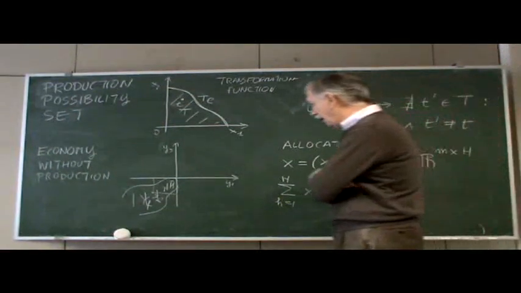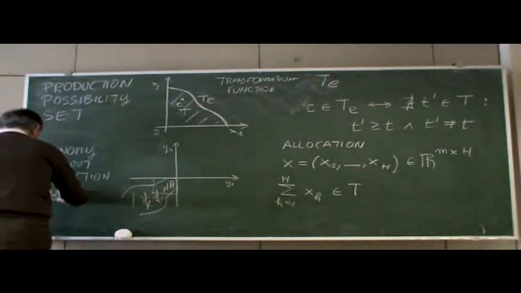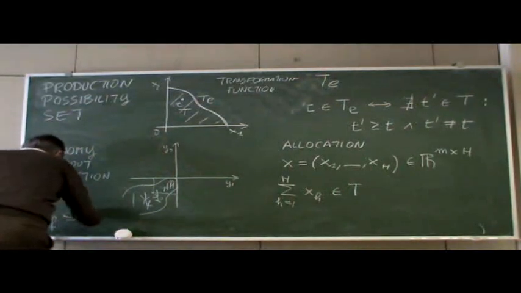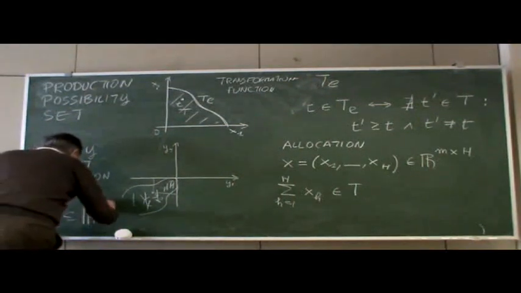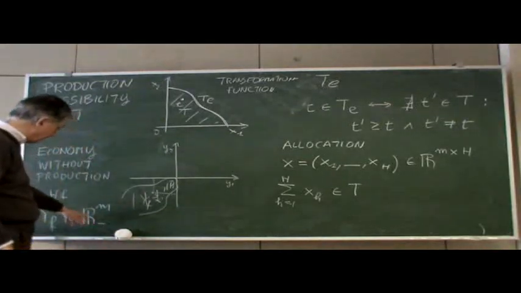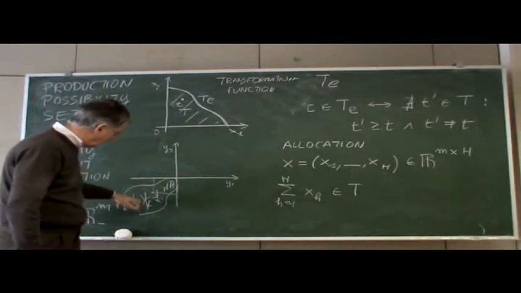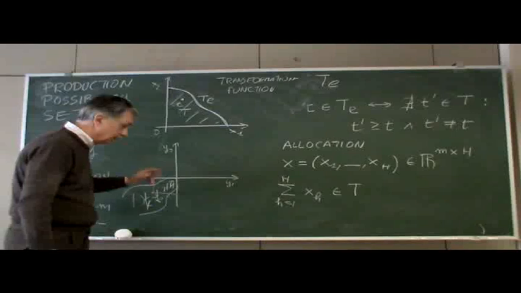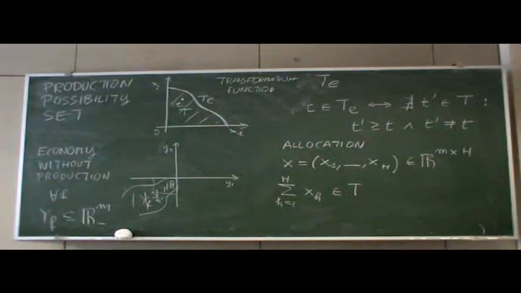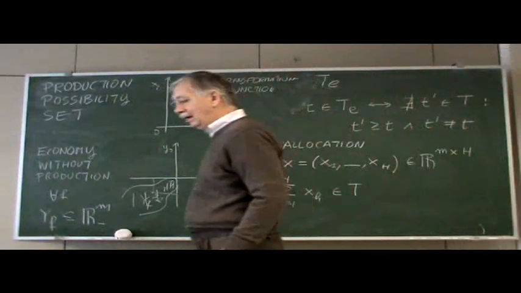In this case, as the graphic shows, YF is a subset of the n-dimensional negative orthant, because every YF is included in this negative orthant. Is it clear? This is an economy without production.